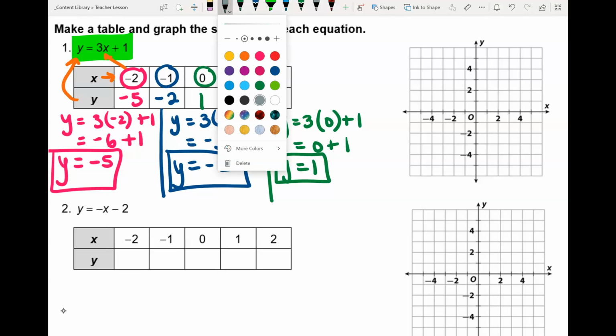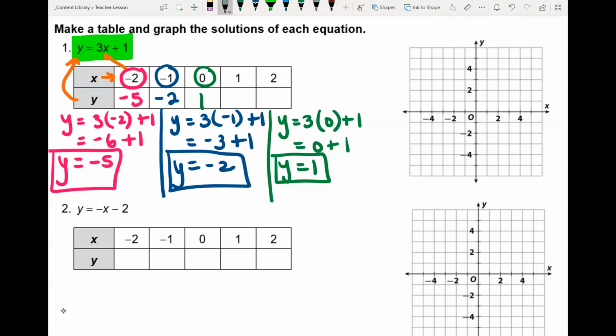Then we have x is 1. So I'm going to go up here. y equals 3 times 1 plus 1. 3 times 1 is 3 plus 1. Now y is equal to 4. So when x is 1, y is 4.